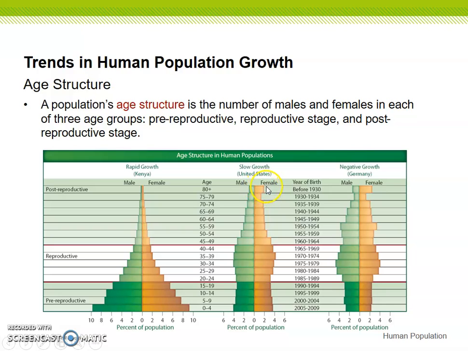You'll notice that females tend to live longer in developed countries like the United States and Germany. The United States has a slow growth. Our population is very slowly increasing, only about 1%. Germany, however, its population is decreasing. There are fewer people being born than are dying, which is why you see fewer people down here in their pre-reproductive ages. Their biggest population is currently of reproductive age, and they have quite a few in the post-reproductive ages.